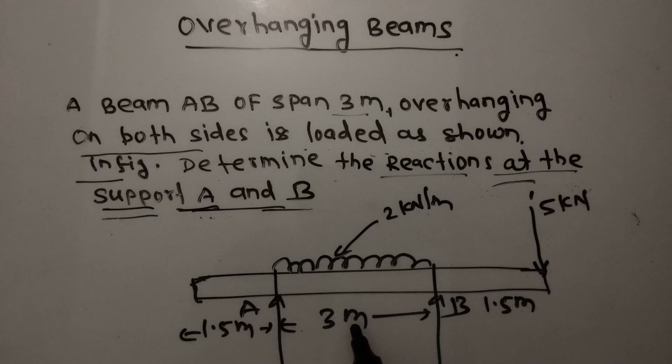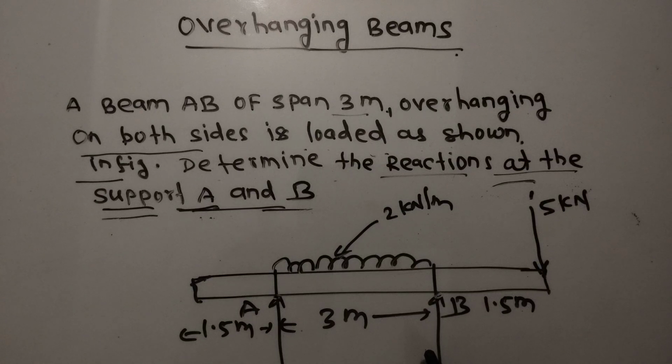That means in this question we will have to find the reactions RA and RB. RA means at point A and RB at point B. These reactions we will have to find out. Now let's start to solve this problem.